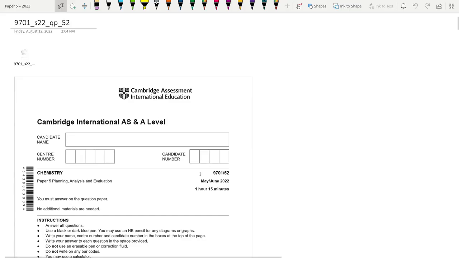You have 1 hour 15 minutes to complete this, and you typically have two questions. Question 1 deals with designing an experiment, and in experiment 2, you have to fill up a table, followed by plotting a graph, finding out the gradient, answering some extra questions, okay?